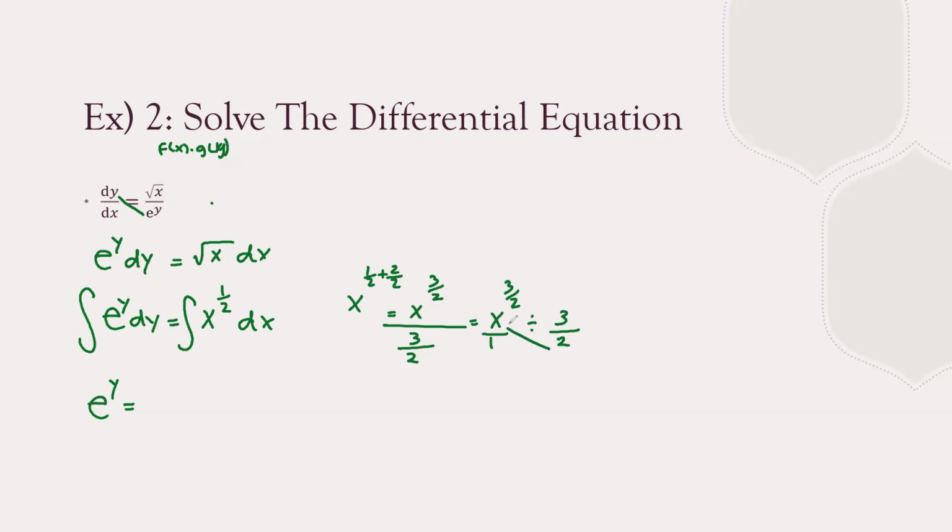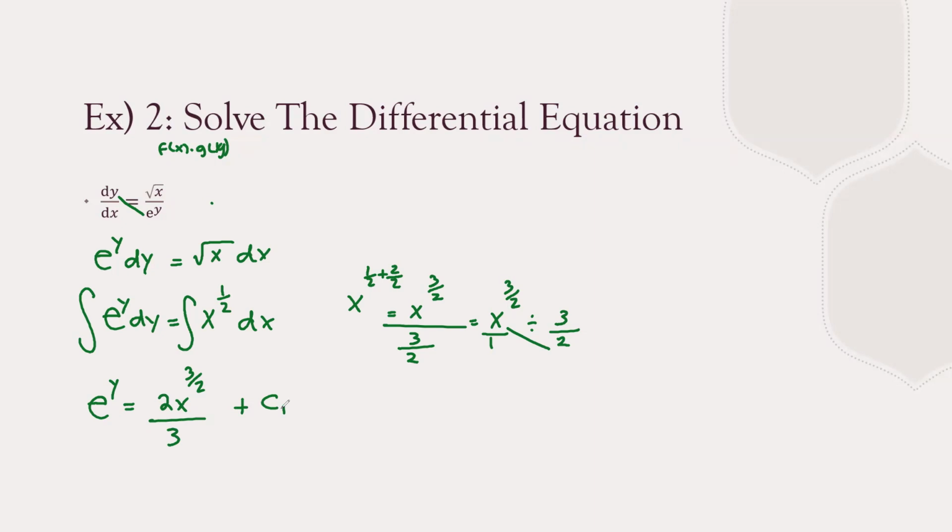Cross multiply, so this would be 2x to the 3/2 over 3, right? And don't forget your plus c, or c1. Now in this example, we do not have an initial value, so we don't have to solve for c1.